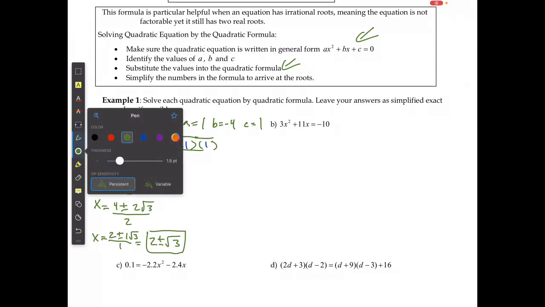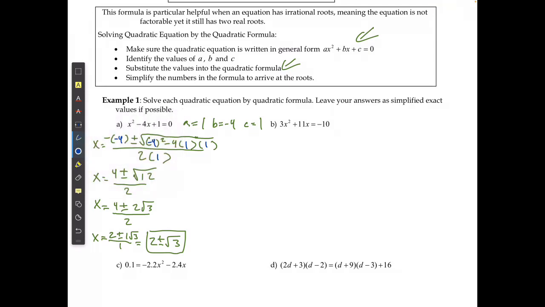I'll do the same thing in the next one. First off, I'm going to state that this is actually, in general form, 3x squared plus 11x plus 10 is equal to 0. Which means that A is going to equal 3, B is going to equal 11, and C is going to equal 10.